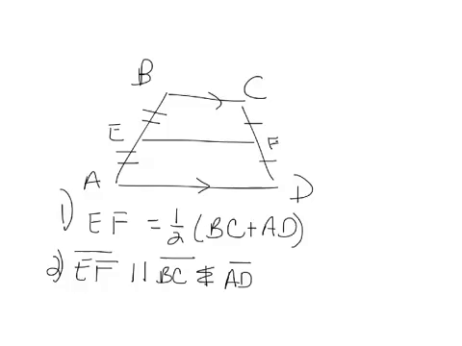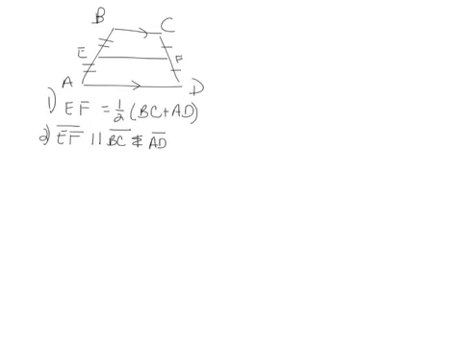Okay, so what we've got here is this trapezoid. Rule 1, as is stated in your notes, says that it's equal to half the bases added together. Rule 2 says that it is parallel to both the bases. But now let's take a little bit of an application.